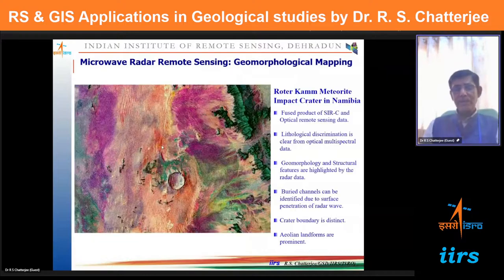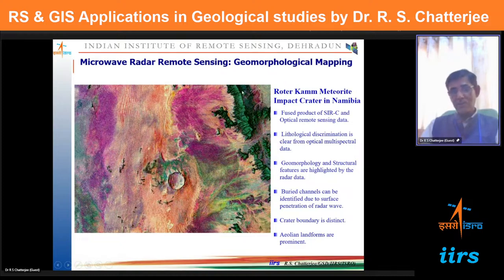Now you see, the radar image highlights the surface roughness property and the surface geometry. So if you can merge this radar image with the multispectral optical image, then much more can be achieved, and the features can be much more highlighted, isn't it? If you had only the optical multispectral image, many of the features you would miss. For example, here your buried channels or subsurface channels can be interpreted very nicely because the radar image has been merged with the optical multispectral image.